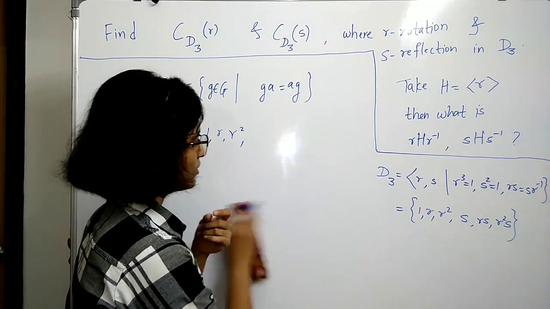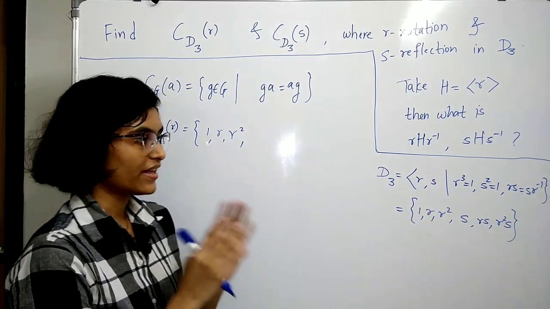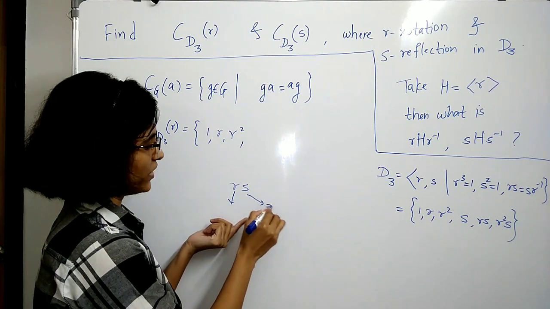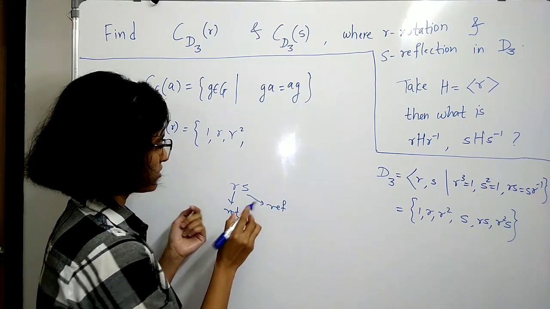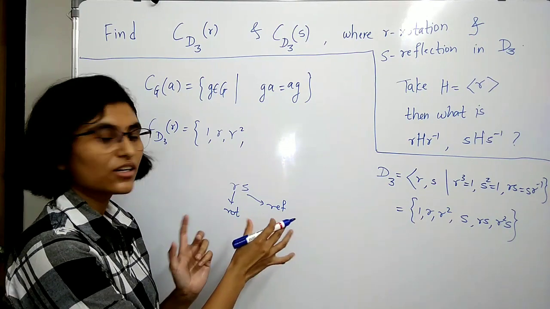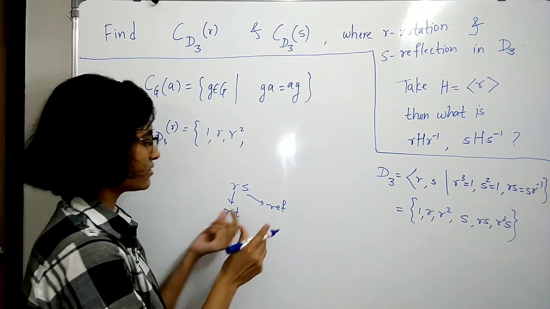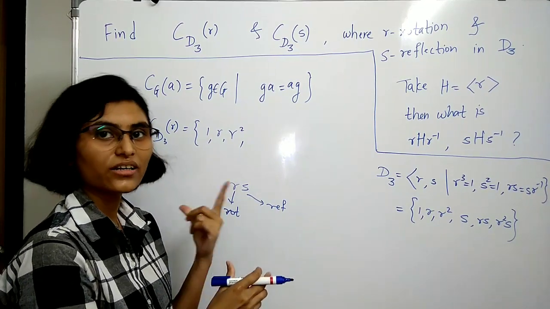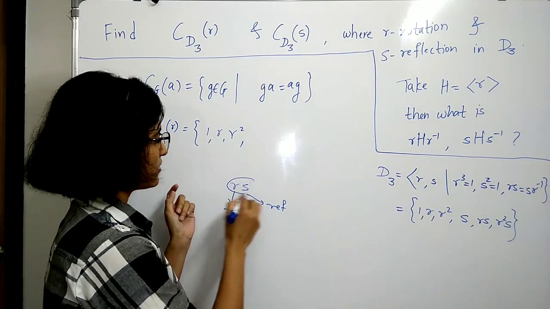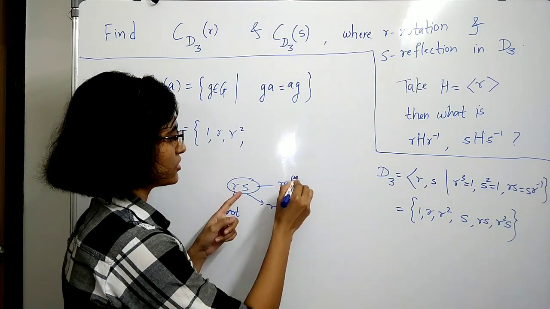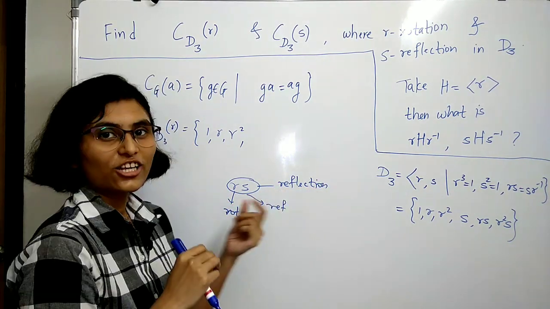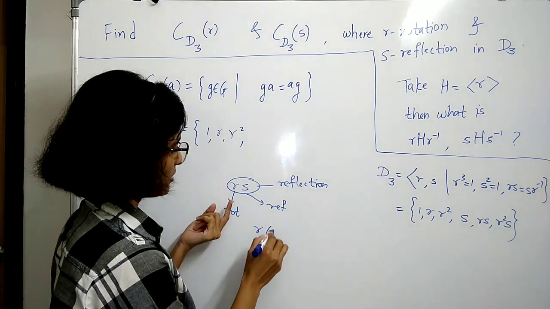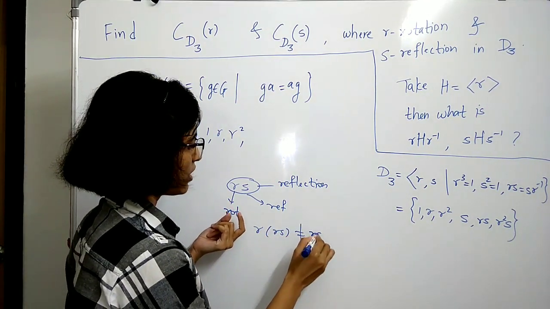Now let us check for RS. This is a rotation, this is a reflection, and we are composing this rotation and reflection, right? That means we will get just a reflection. A rotation composed with a reflection is again a reflection. So this element is a reflection, and a reflection does not commute with a rotation. That means R times RS is not equal to RS times R.